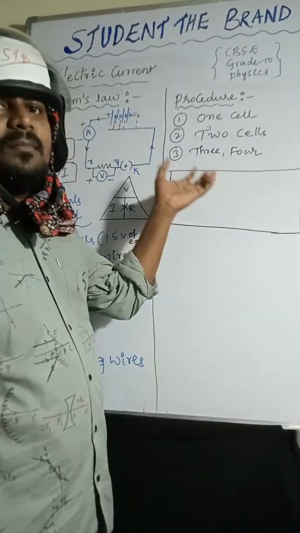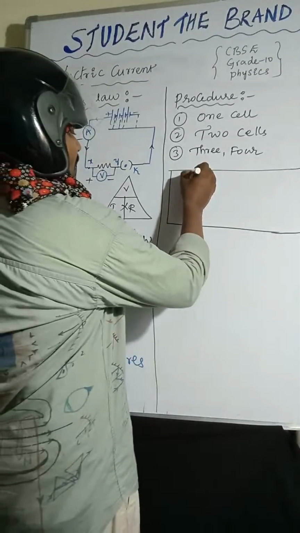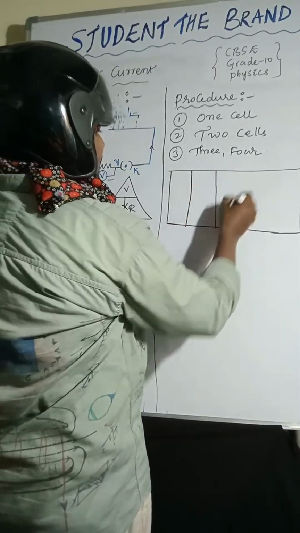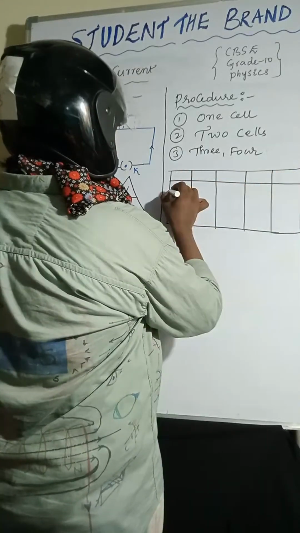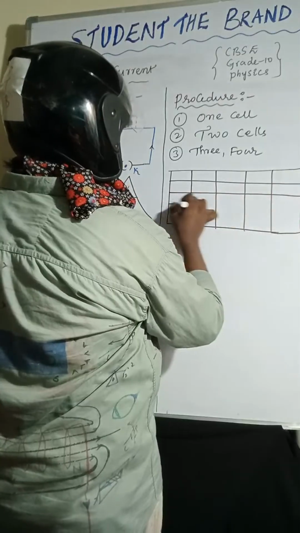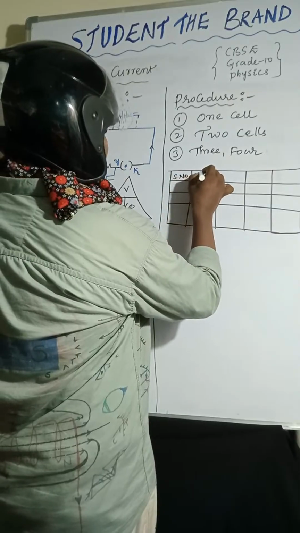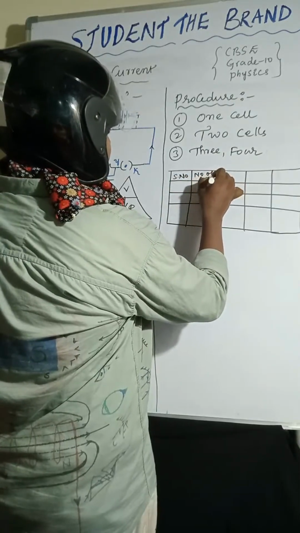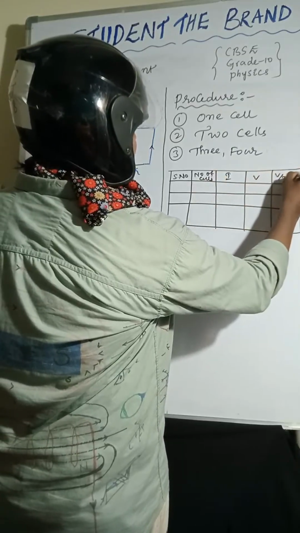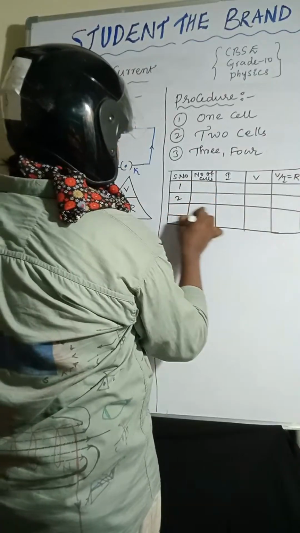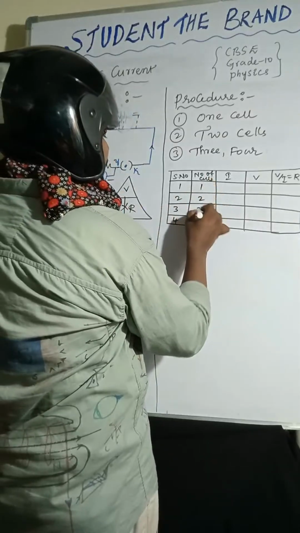Mention the readings in tabular form. Here I am taking the serial number of cells, current. So serial number, number of cells, ammeter reading, voltmeter reading, V by I equal to R. So 1, 2, 3, 4.